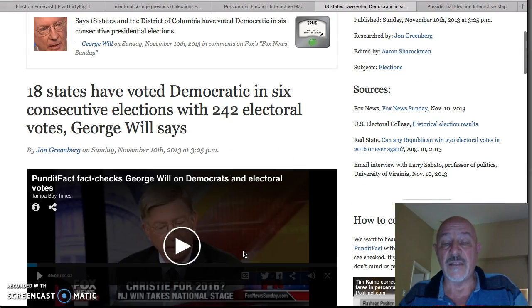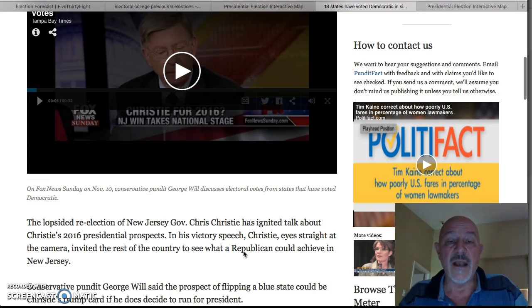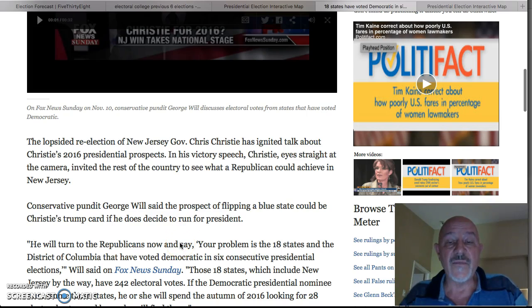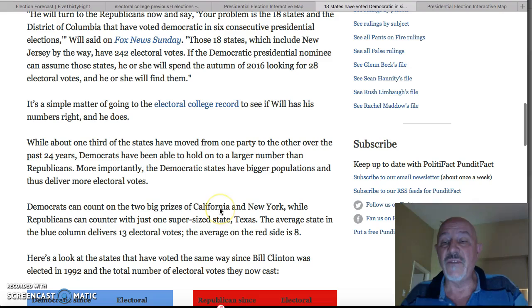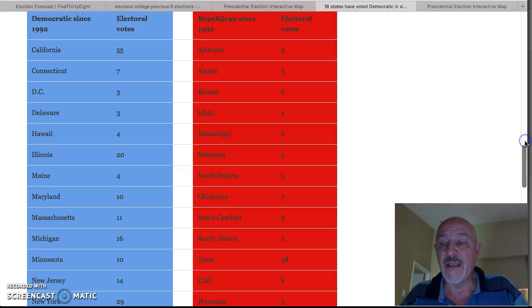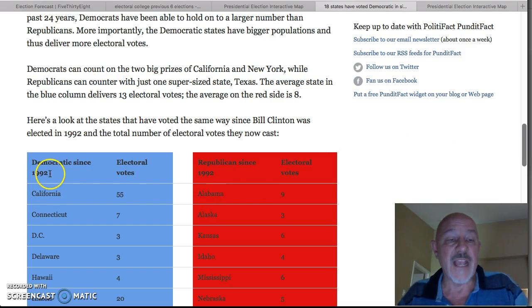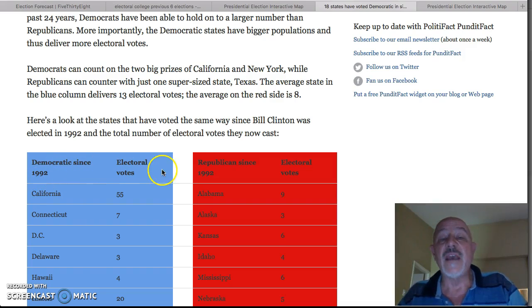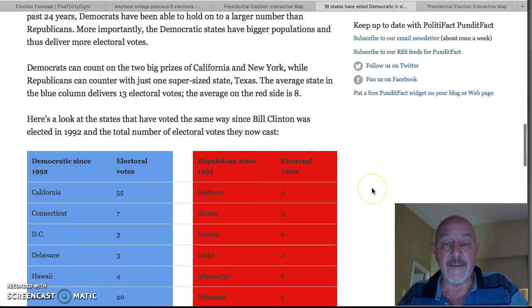Now, let's look at those states. This is moving extremely slow. Get it to go up a little bit. Okay, so here are the states that have voted Democratic since 1992. Now, notice there is exactly the same thing on the Republican side. Republican states that have voted Republican since 1992. So let's look at these.